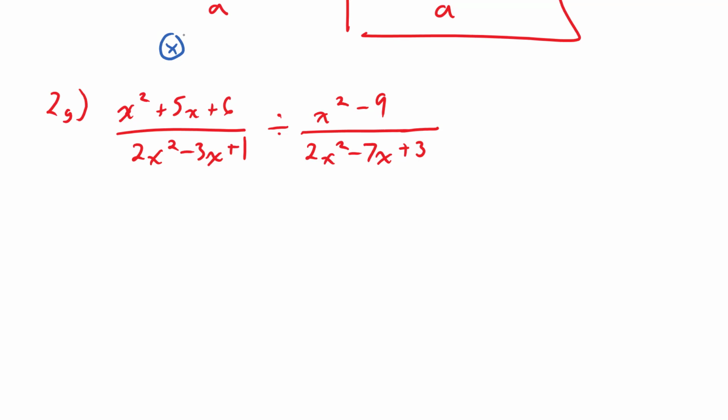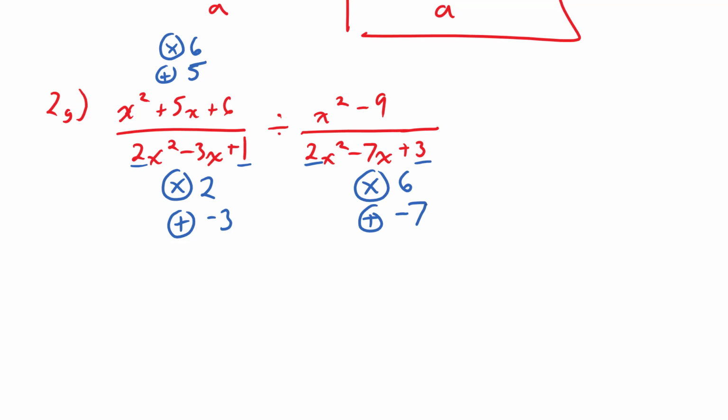So our simple trinomial, we're looking for two numbers that multiply to 6 and add up to 5. Our complex trinomial, looking for two numbers that multiply to 2 and add up to -3. And over here, another complex trinomial, we're looking for two numbers that multiply to 6 and add up to -7.